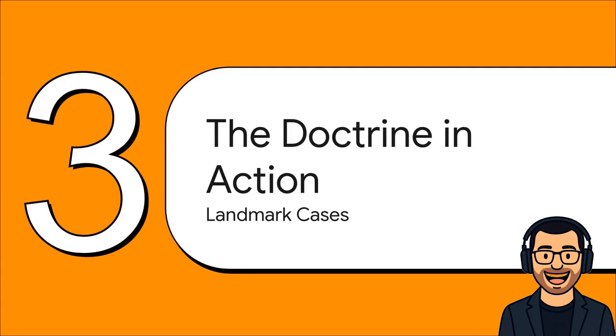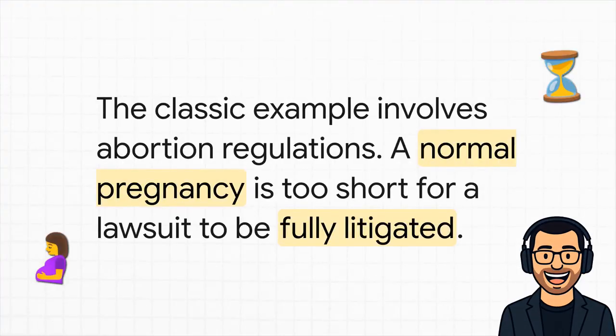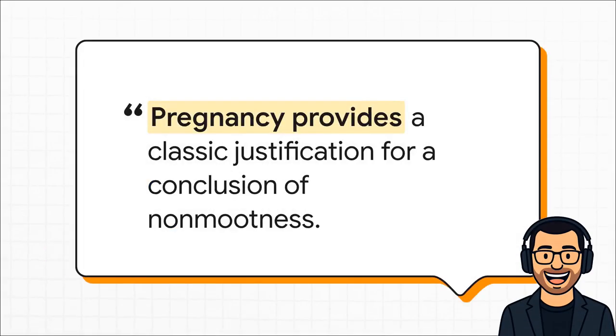This is where you can really see just how powerful this doctrine can be. The textbook example, the one everyone learns, involves challenges to abortion laws. I mean, think about it. A pregnancy lasts about 9 months, but a major constitutional case can take years to wind its way up through the appeals process. By the time that case ever gets to the Supreme Court, the woman who filed it is no longer pregnant, which you'd think would make her case moot. But in the landmark 1973 case Roe v. Wade, the Supreme Court tackled this exact issue.